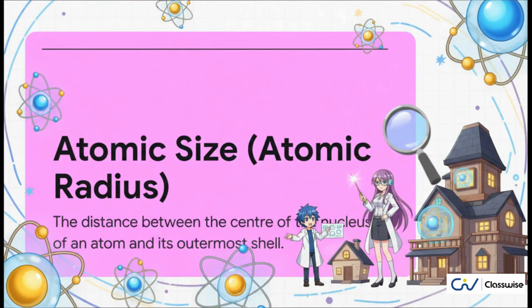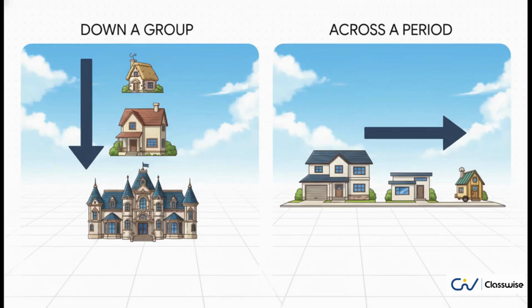The easiest way to think about this, it's the size of each element's property or house in our city. It's just the distance from the very center of the atom, the nucleus, all the way out to its outermost shell of electrons. Okay, so here's the rule of thumb. As you go down a group, the atomic size gets bigger. That makes sense, right? But here's the weird part.